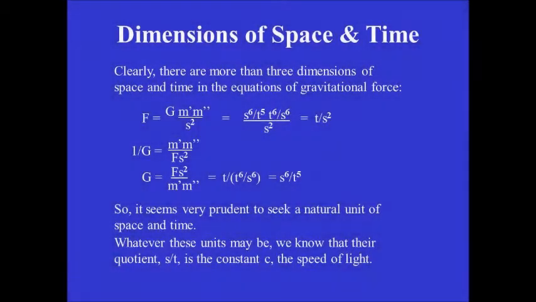So, anyway, point is, you take the force equation, and you can see that by using the G dimensions and dimensions of mass, then they reduce to time over S squared, so that's the dimensions of force. And then these equations show how we get the dimensions of G. So the bottom line is that it seems to be a pretty good idea maybe to fiddle around looking for a natural unit of space and time that is not at the Planck length, at the Planck scale. Whatever these units may be, we know that their quotient, S over T, is the constant C, the speed of light. So that gives us a huge clue.